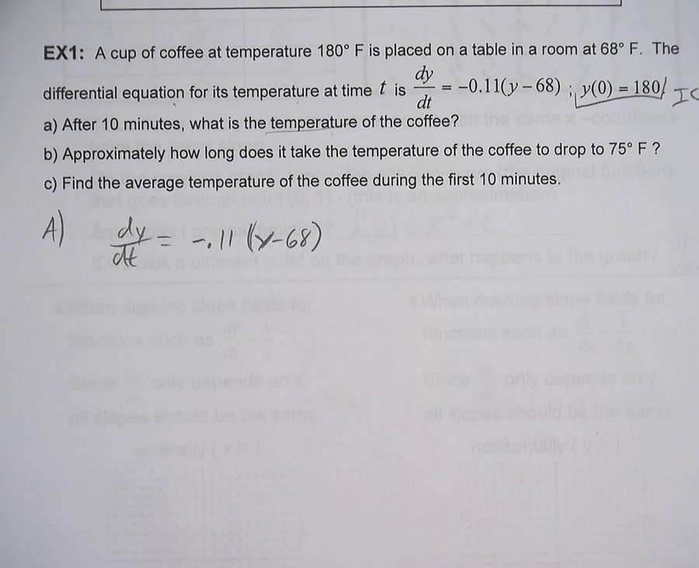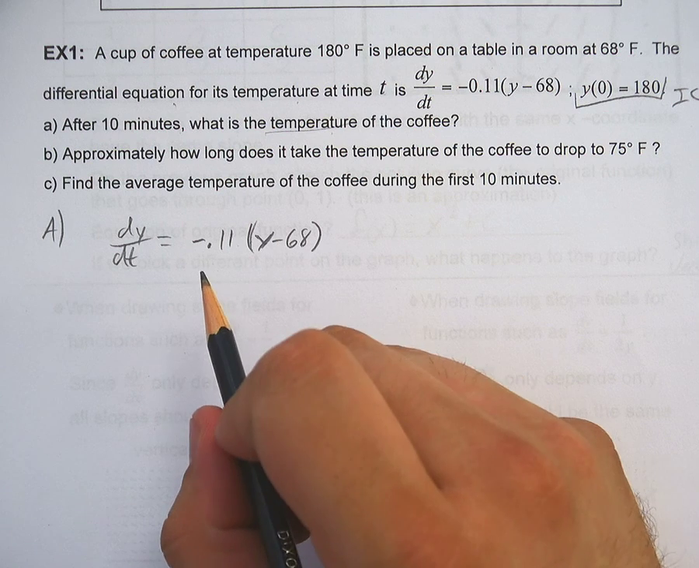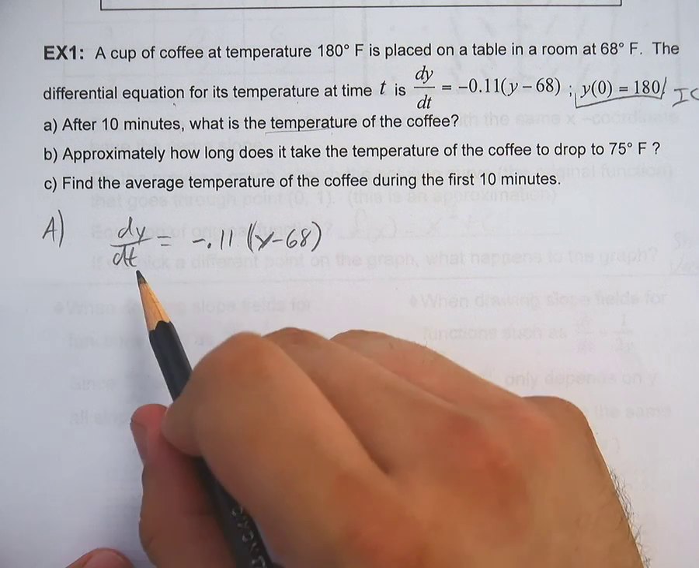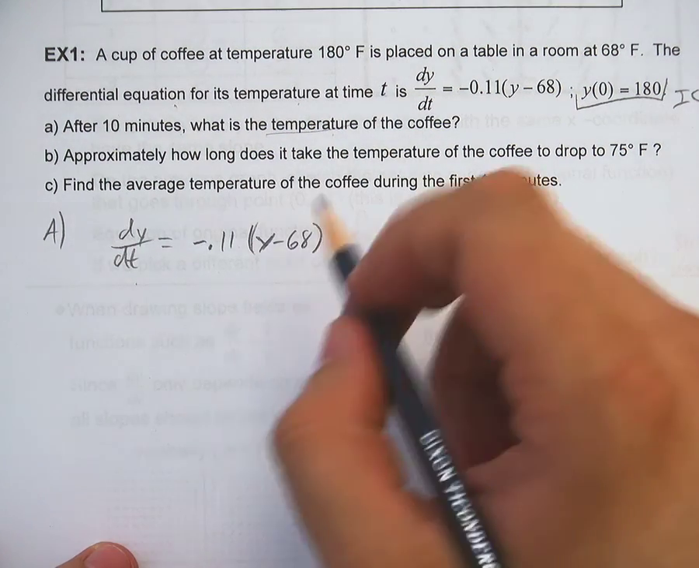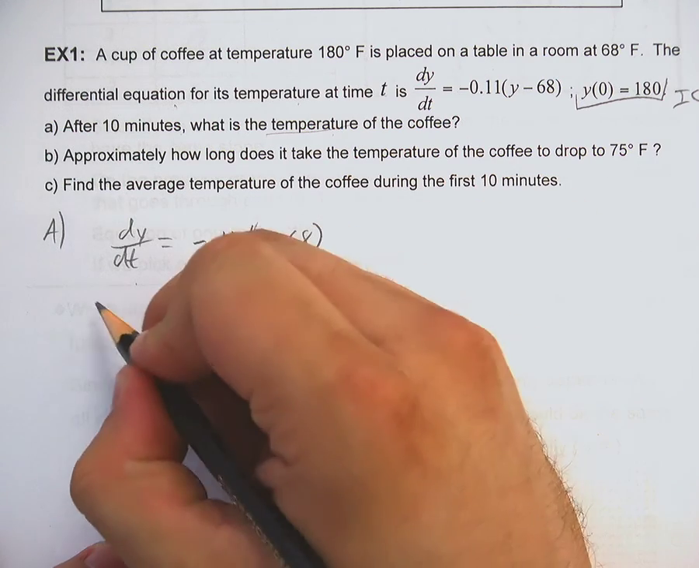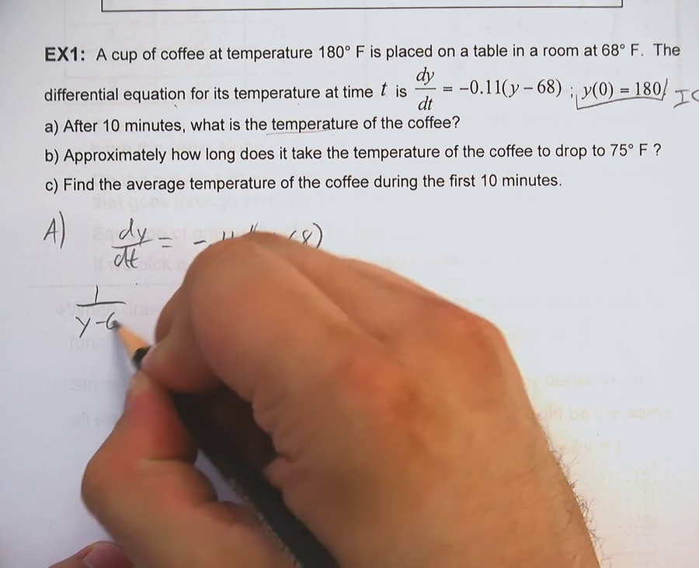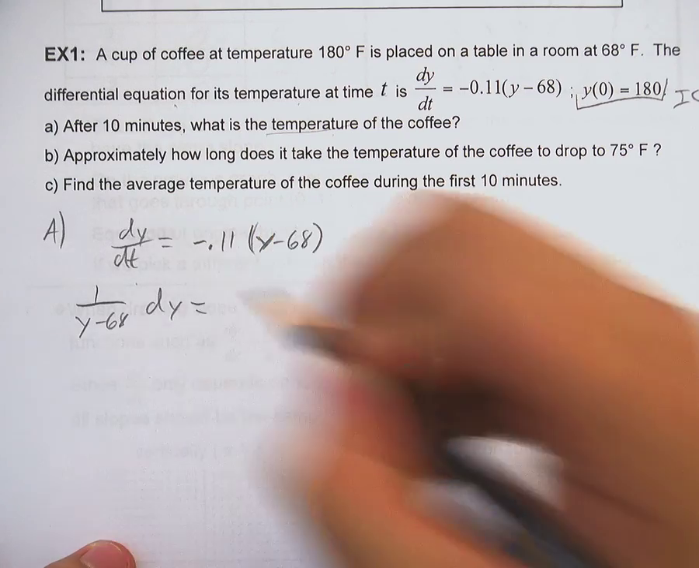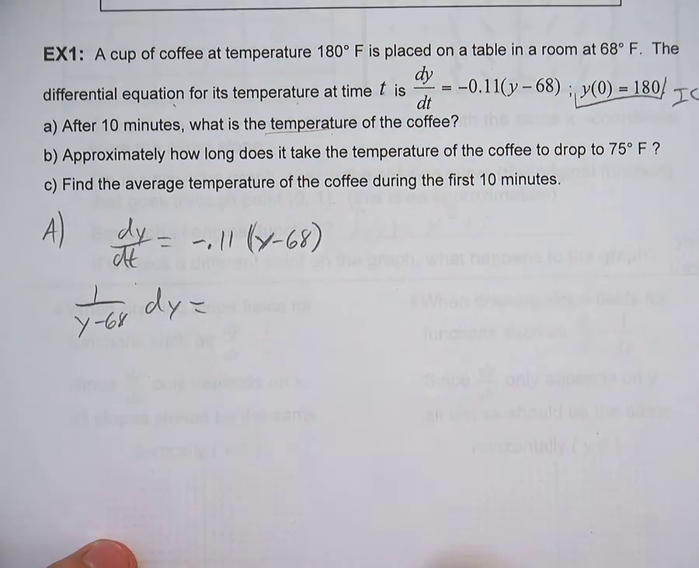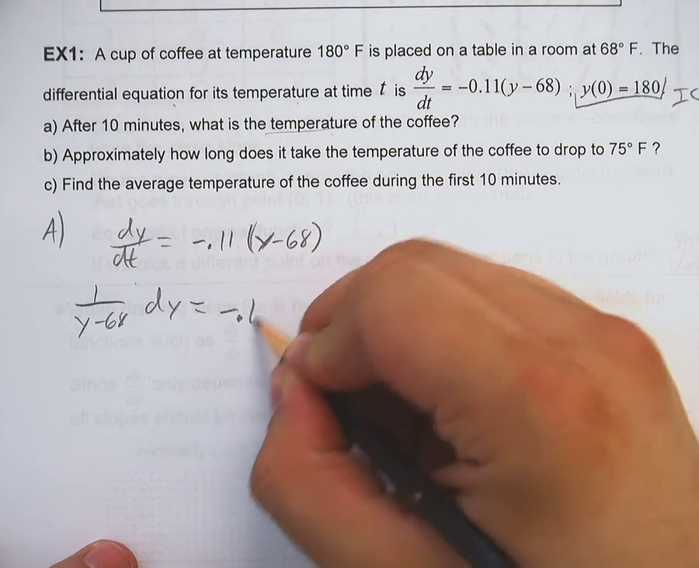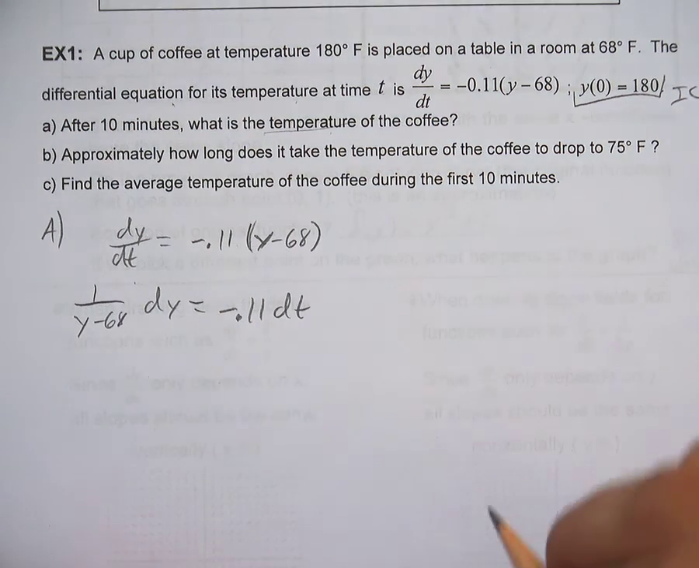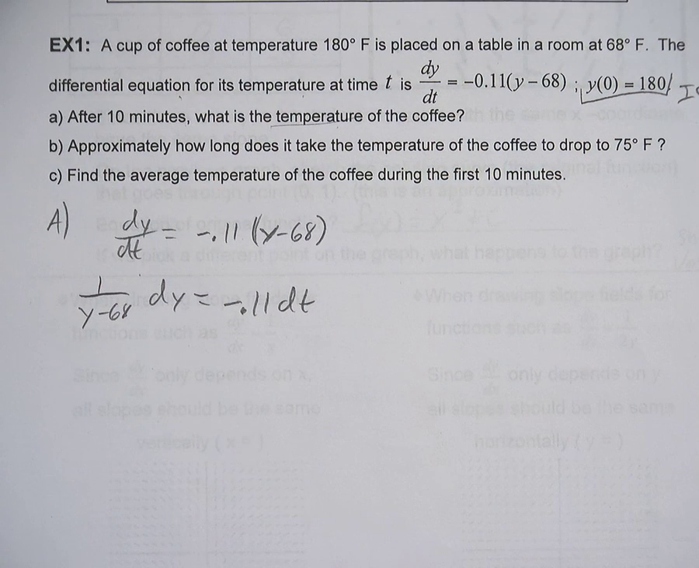All right. So let's see what kind of trouble we can get into here. Where am I at here? Getting these alone, I need my y's on this side, so this is going to be 1/(y - 68) dy. I'm just dividing by y - 68, equals -0.11 dt. All right? And then we can integrate that.